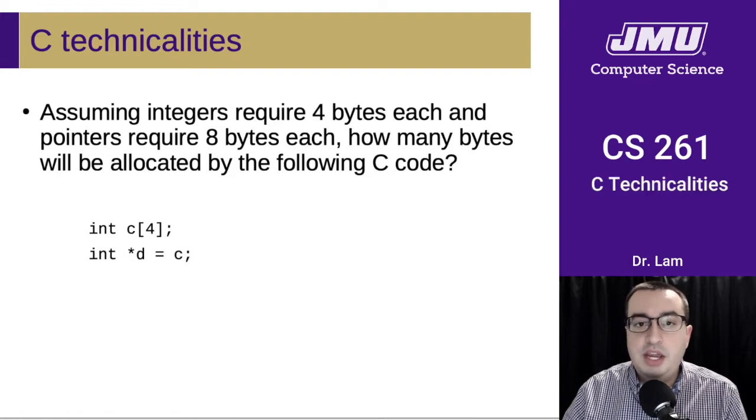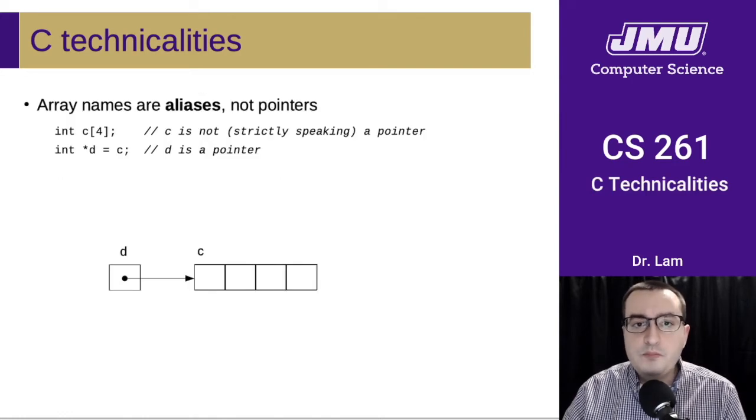This is only going to allocate 24 bytes. So it's going to allocate the 16 bytes for the array of 4 integers, and then it's going to allocate one other 8-byte variable for the pointer d. And the reason this is happening under the hood is that in C, array names are actually aliases, not pointers, as we've been treating them up to this point. So C is not strictly speaking a pointer here. It's really just an alias for the array in memory, whereas D itself is actually a pointer that in this case is sort of referring to the same array in memory.